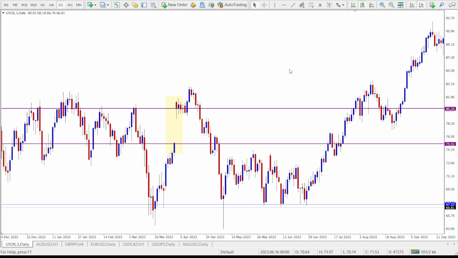While gaps are more common in stock markets, they actually do occur in Forex too, especially during periods of high volatility or after major news events. Understanding gaps is essential because they often indicate shifts in market sentiment or momentum.